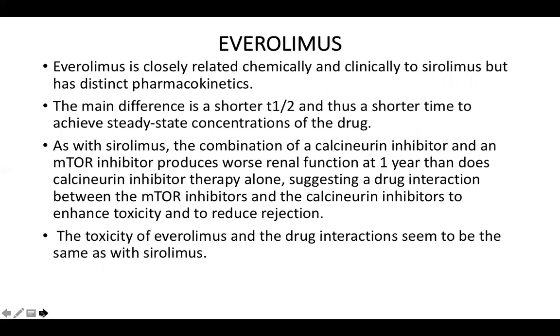Okay, let's go to the next drug. Everolimus. Everolimus is closely related to sirolimus, but it has distinct pharmacokinetic properties. In combination with calcineurin inhibitors, an MTOR inhibitor produces worse renal function at 1 year than does the calcineurin inhibitor alone. So though it is a good drug, its toxicity and drug interactions are pretty bad.